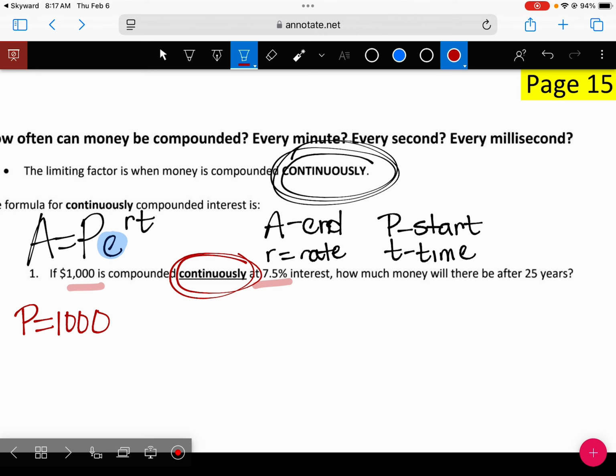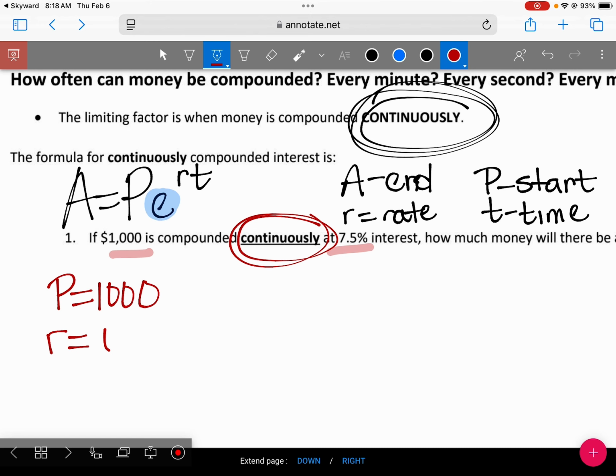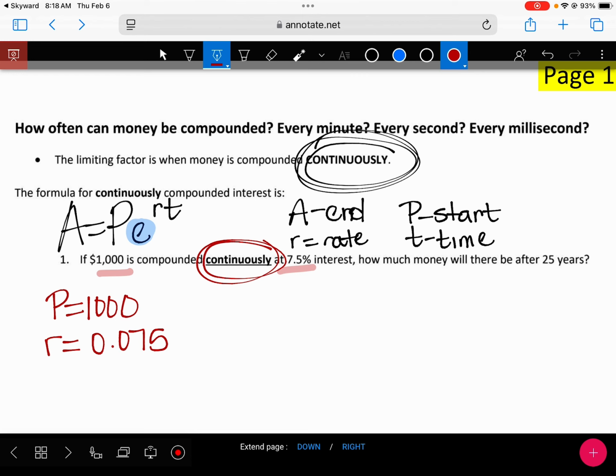Pick up your calculator. Take 7.5 and divide that by 100. You always divide the percent by 100. So pick up your calculators. Type in 7.5 divided by 100. And you should get 0.075. And then it says how much will be in the account after 25 years. So T is 25.